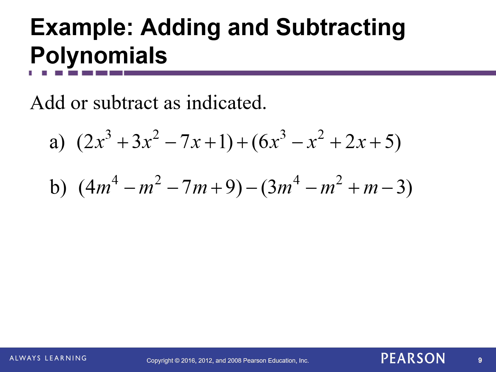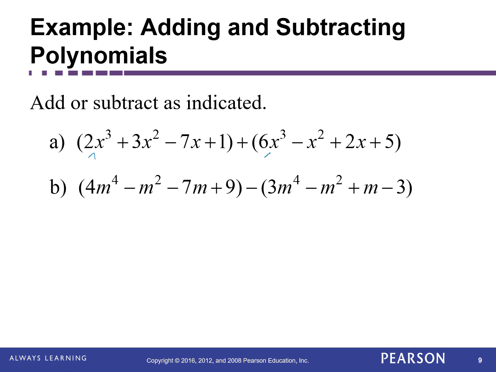So we're going to do an example here. First example A says parentheses 2x to the third plus 3x squared minus 7x plus 1, close parentheses, plus parentheses 6x to the third minus x squared plus 2x plus 5, close parentheses. Now, we're adding these two polynomials here, okay? Because we're adding, there's nothing that can be combined within the parentheses, they can essentially be dropped off for part A, okay? Now, we're going to want to combine like terms.